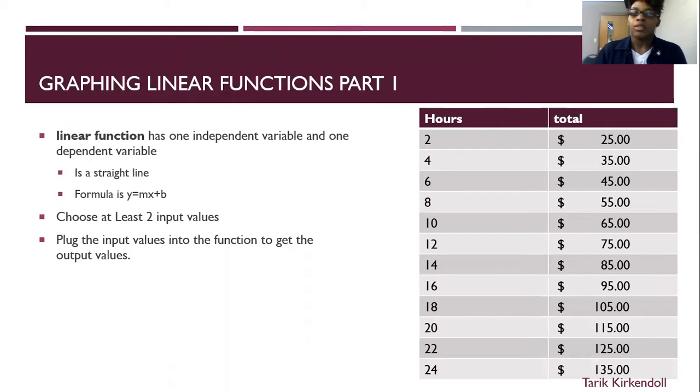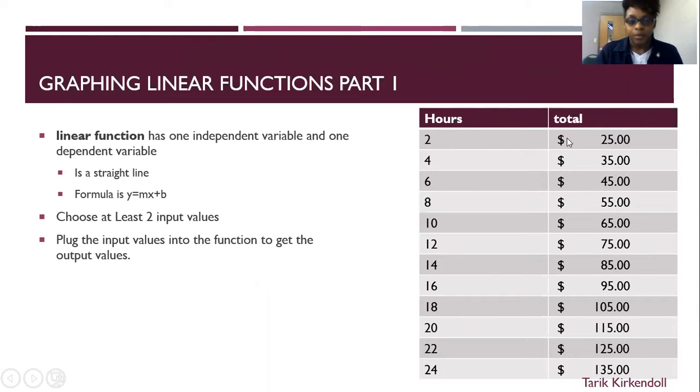You choose at least two input values because you have to have 2 points to make a straight line, and you have to plug the input values into the function to get the output values. So here's a table I've made. This is kind of like a rough estimate of how I would charge for commissions. I don't actually do them because I'm really flaky and I never actually commit to it. But if I were a decent artist that could keep a schedule, so this is hypothetically under that scenario.